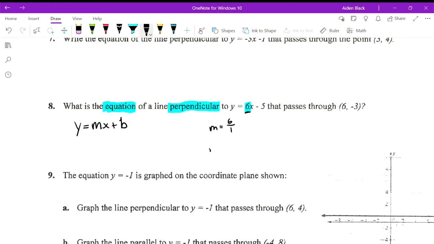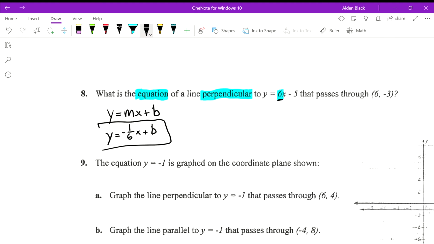The new slope that we need is going to be, you flip it, right, it's called the reciprocal, and then it's the opposite sign. So in this case it'll be negative 1/6. So right here, y equals negative 1 over 6 times x plus b. So right now, if you graph this and you graph this, you'd see that they're perpendicular.